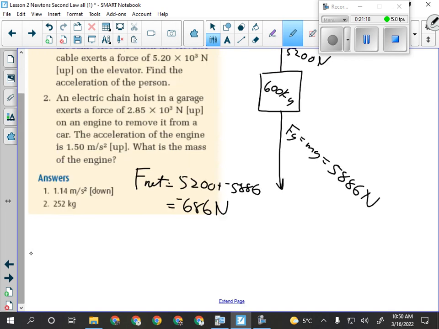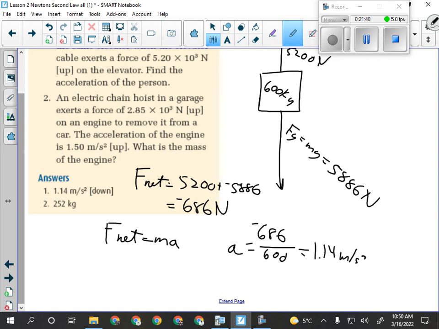Now I use F net equals m times a, right? Like we said, we're always going to use both in every question we do. We've done the hard part, getting the vector sum of all forces. Now we just plug that into F net equals m times a in order to get acceleration. So 686 negative, because it's down, divided by 600 is going to give me my 1.14 meters per second squared down.